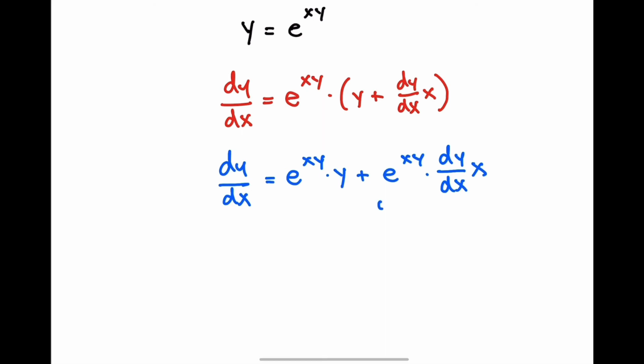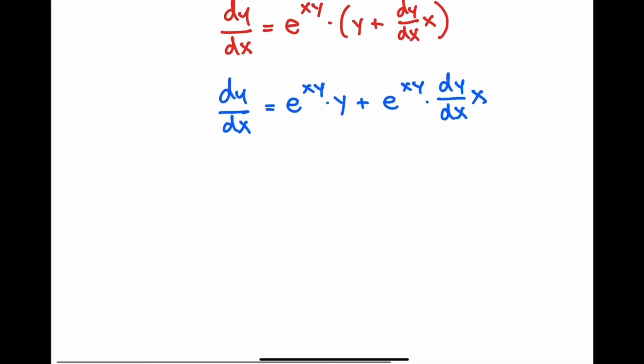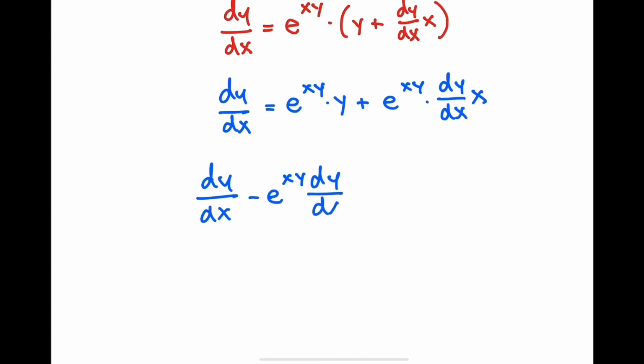All right, so now I'm going to take this term here and bring it over to my left side. That way all of the dy by dx's are on one side. So I'll have dy by dx minus e to the xy dy by dx times x is equal to e to the xy times y.